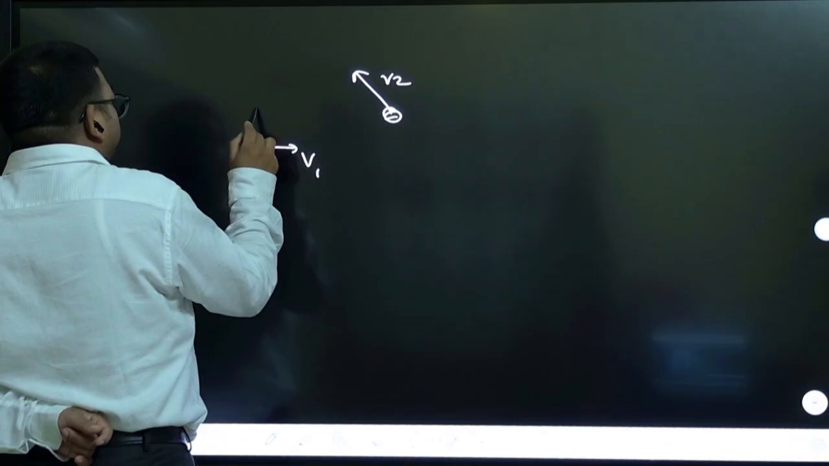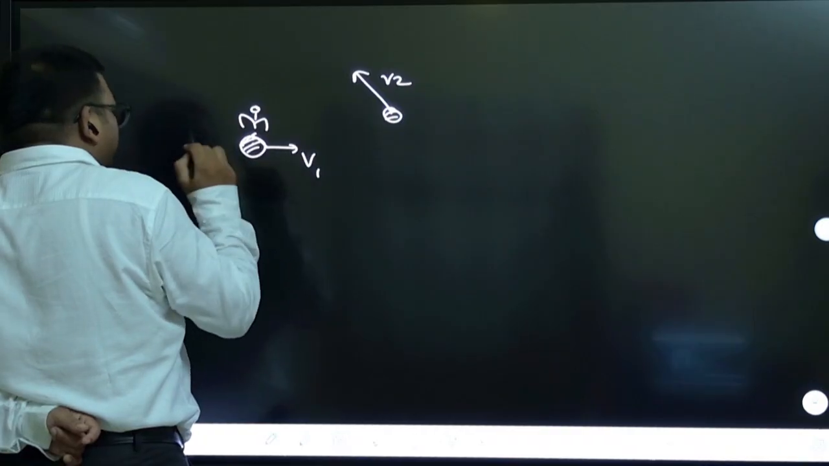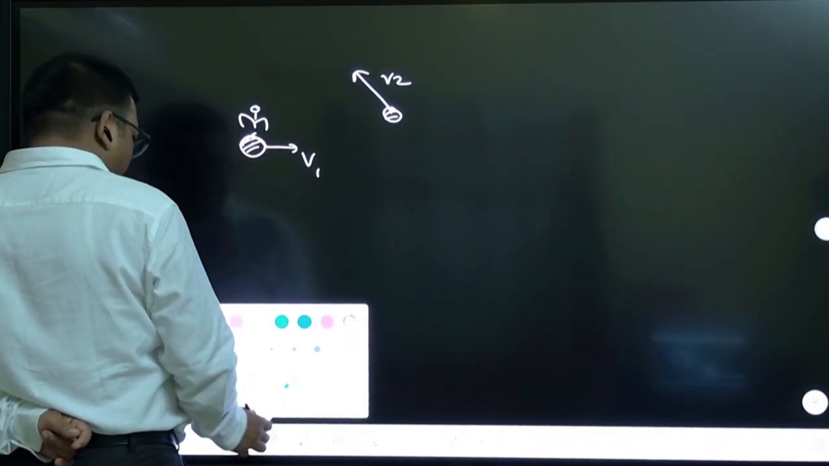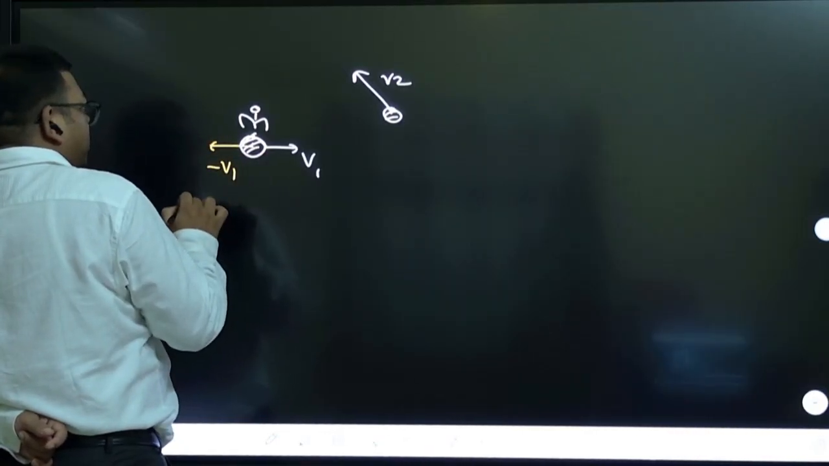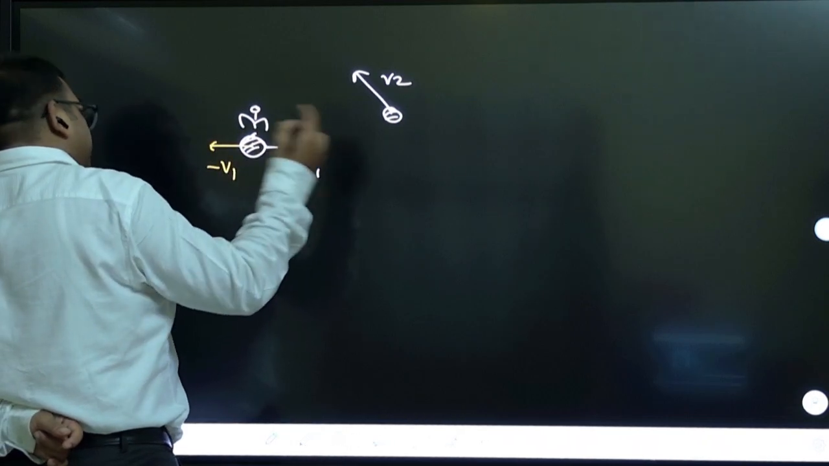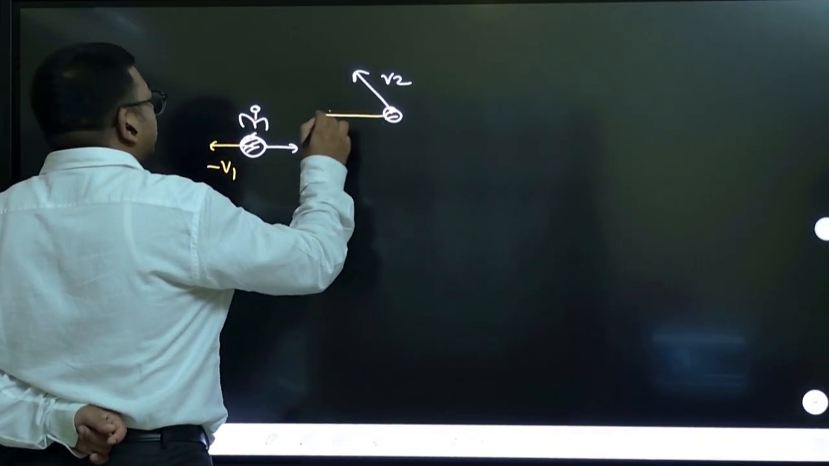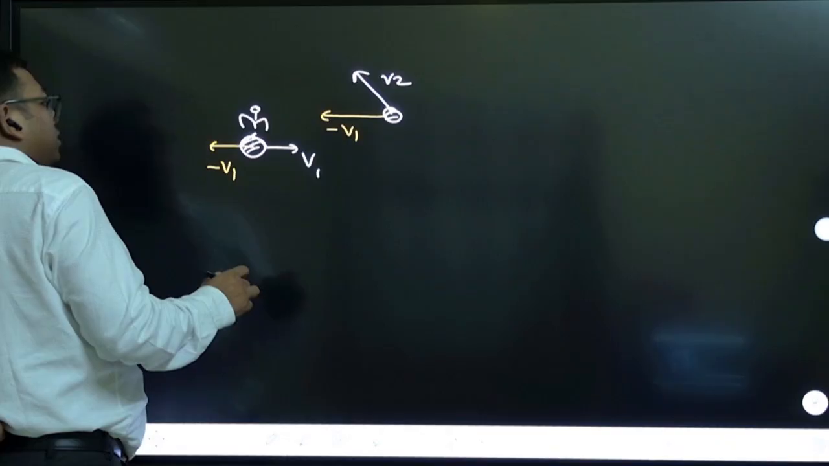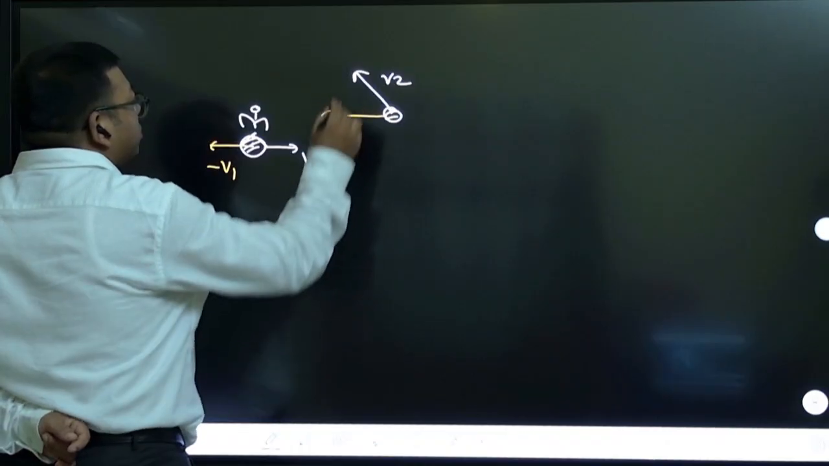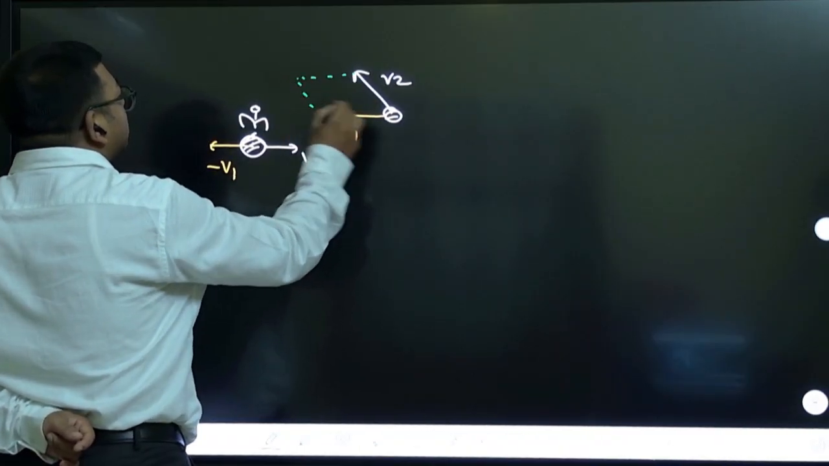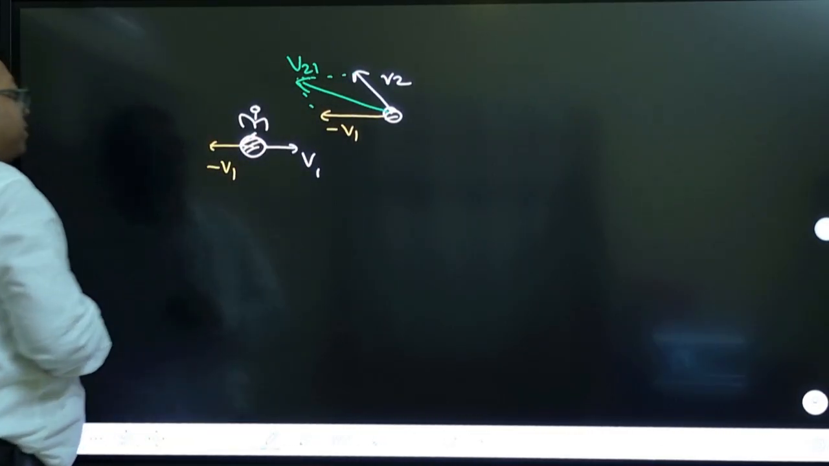So suppose the observer is on this first body and he will not see himself moving. So that means he will add the negative of his own velocity here, right? And then whatever other object he studies, he will add his own negative. So he will add his own negative here also. Then he will see the second body moving in the resultant direction of this. This is the resultant. This is the velocity of 2 with respect to 1.